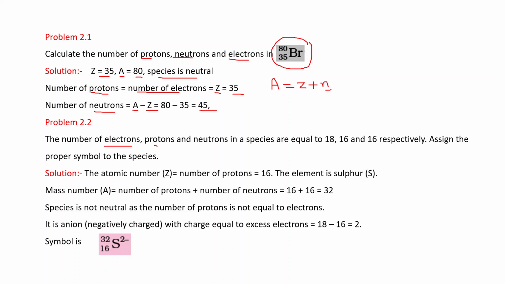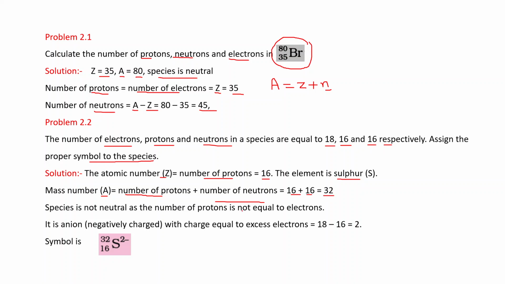Number of electrons, protons and neutrons in a species are equal to 18, 16 and 16 respectively. Assign the proper symbol to the species. Now as we know, atomic number is equal to number of protons, and in this case number of protons is 16. That's why the element is sulfur. And mass number is equal to number of protons plus number of neutrons, and both are given: 16 plus 16, that is, mass number is 32.